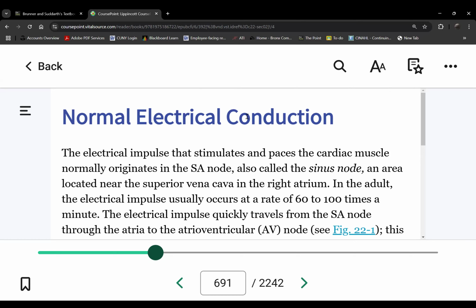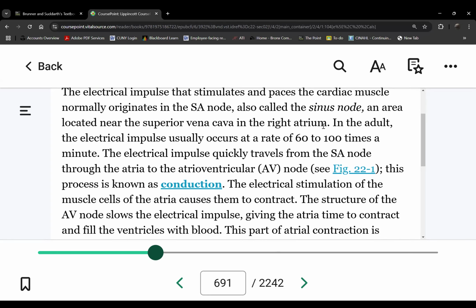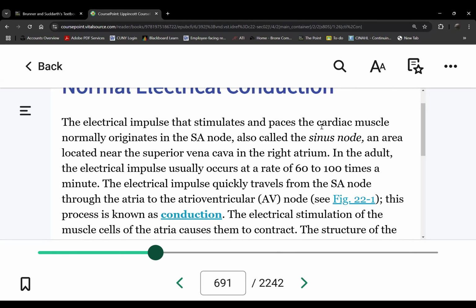Okay, so it can generate its own electrical impulse, but again, it can be influenced by a stroke or any CNS problems or any spinal cord problems. However, again, it doesn't need to be stimulated. It can generate its own electrical impulse. So in order for the heart to work, it needs to initiate an electrical impulse.